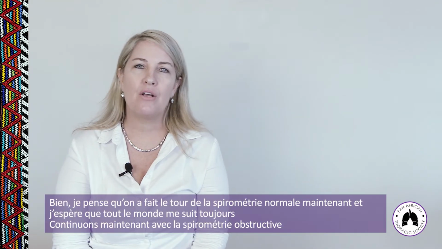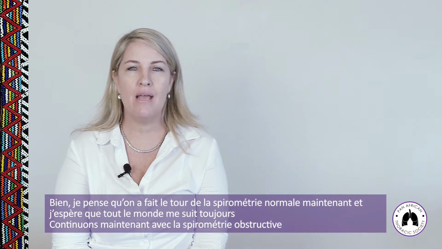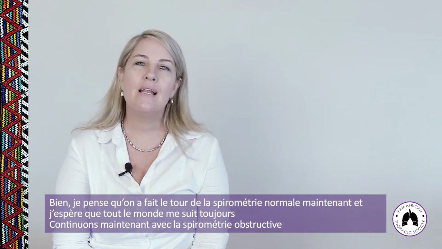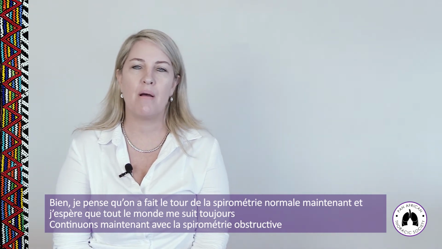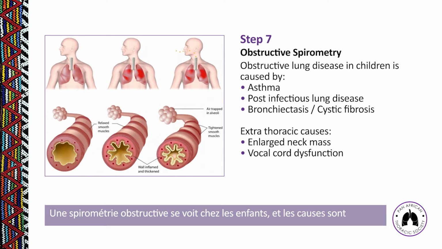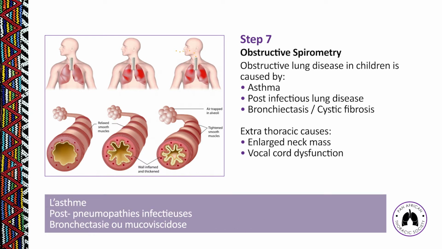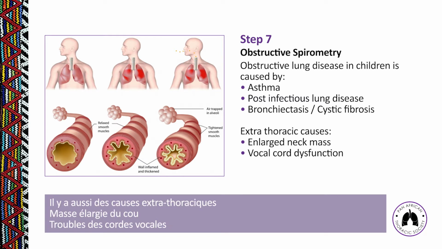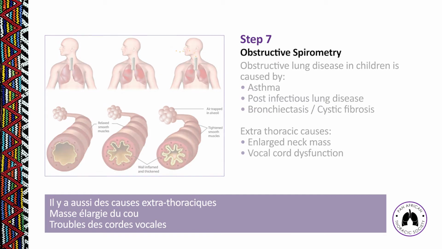Good, so I think we've had a good look at normal spirometry there, and hopefully you are all with me. Let's go on to looking at obstructive spirometry. So obstructive spirometry can be seen in children who have lung disease caused by asthma, post-infectious lung disease, bronchiectasis, or cystic fibrosis. It can also be caused by extrathoracic causes such as an enlarged neck mass or vocal cord dysfunction.